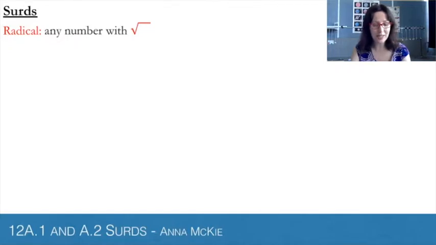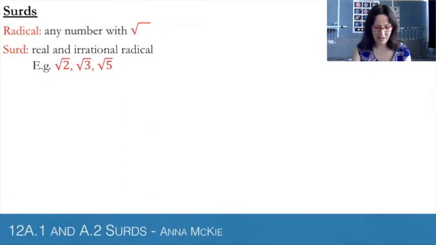Okay, so some definitions here. A radical is any number with that square root sign, and a surd is any real or irrational radical. So for example, we've got root 2, root 3 and root 5. What about the number root 4 though? Is that a surd?